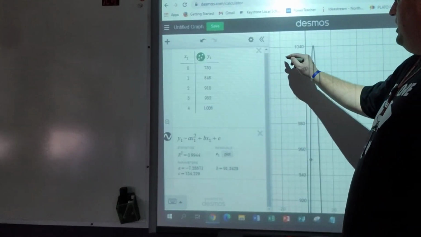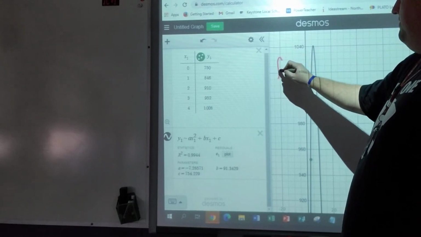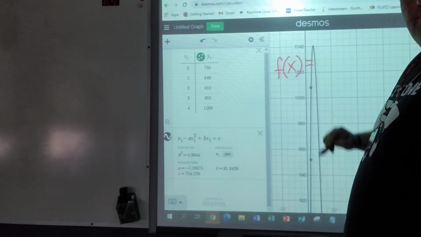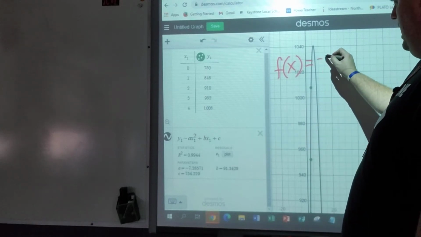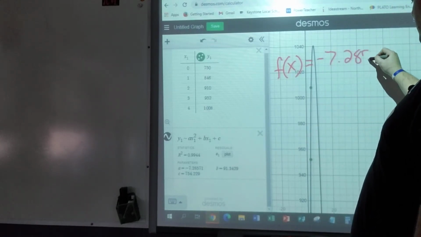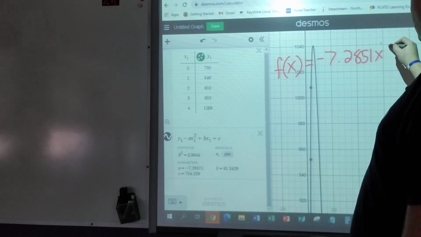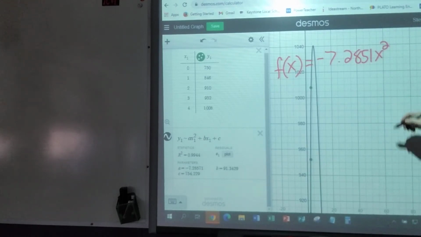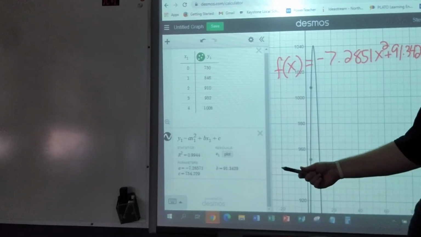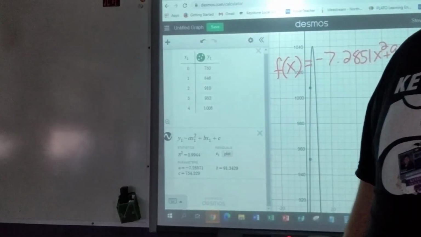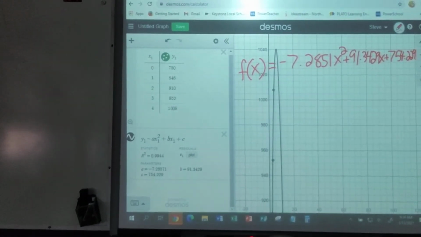So our a value, we're going to have f of x. Our a value should be negative 7.28571 x squared. Plus, the b value is 91.3429 x, and then plus our y-intercept of 754.229. So we're literally just going to take the numbers from down here. There we go. Sorry about that.